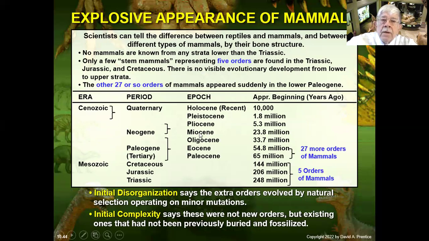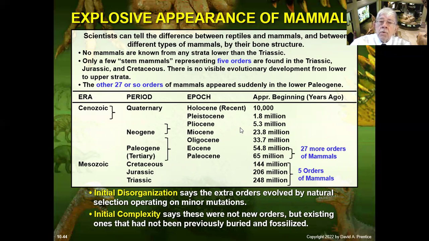Let's go on to land and let's talk about mammals. Scientists can tell the difference between reptiles and mammals by looking at the bones and between different types of mammals by the bone structure. There are no mammals known from any stratum lower than the Triassic. There are only a few things called stem mammals that are found in the Triassic, Jurassic, and Cretaceous. There's no visible evolutionary development from lower to upper strata.